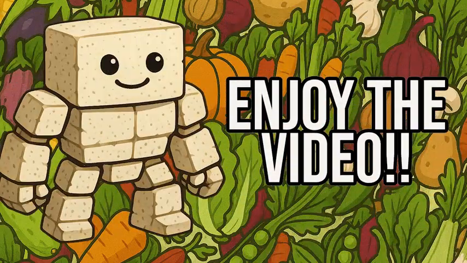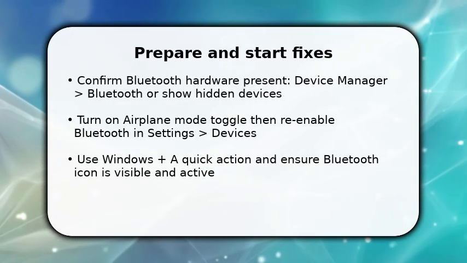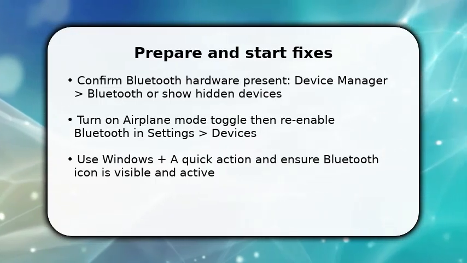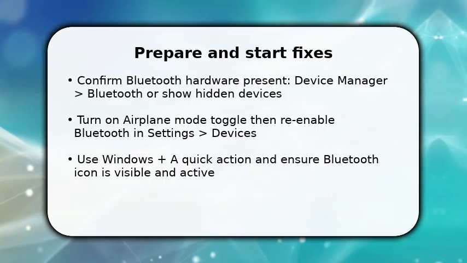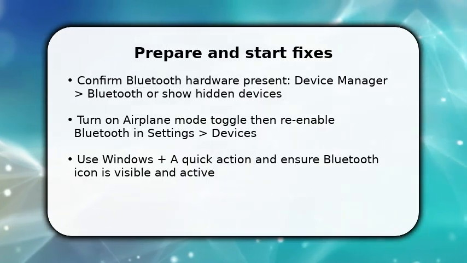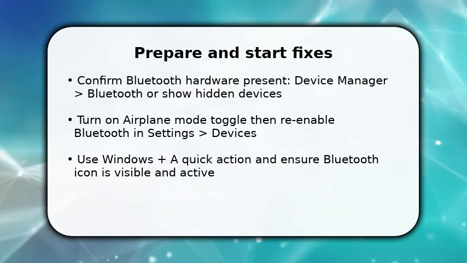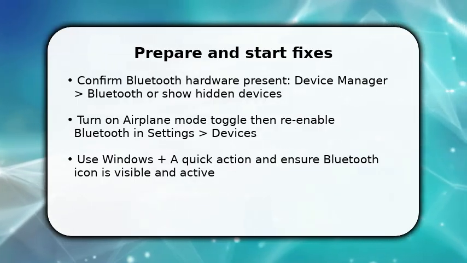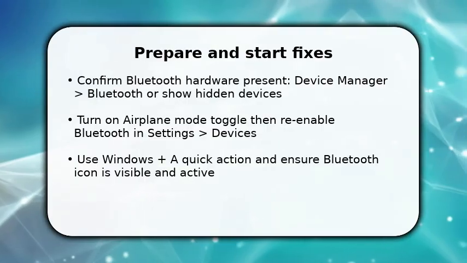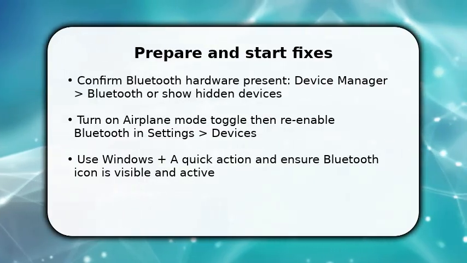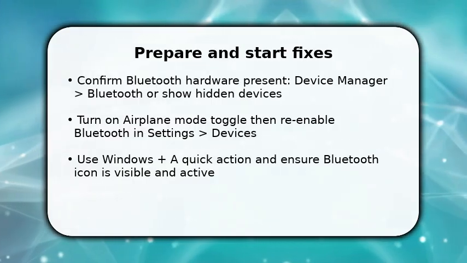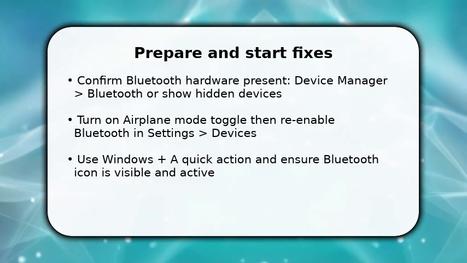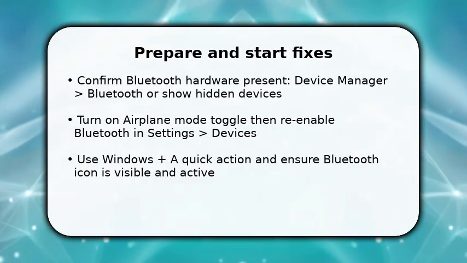Please enjoy the video. You begin by checking essentials so you don't chase ghosts. Open Device Manager to confirm the Bluetooth adapter exists. Drivers often vanish or hide. Once done, toggle airplane mode on then off to reset radios quickly, and make sure Bluetooth is enabled in Settings devices. If you can't find the icon, show Hidden Devices in Device Manager. These steps reset state and surface hardware problems before deeper troubleshooting.